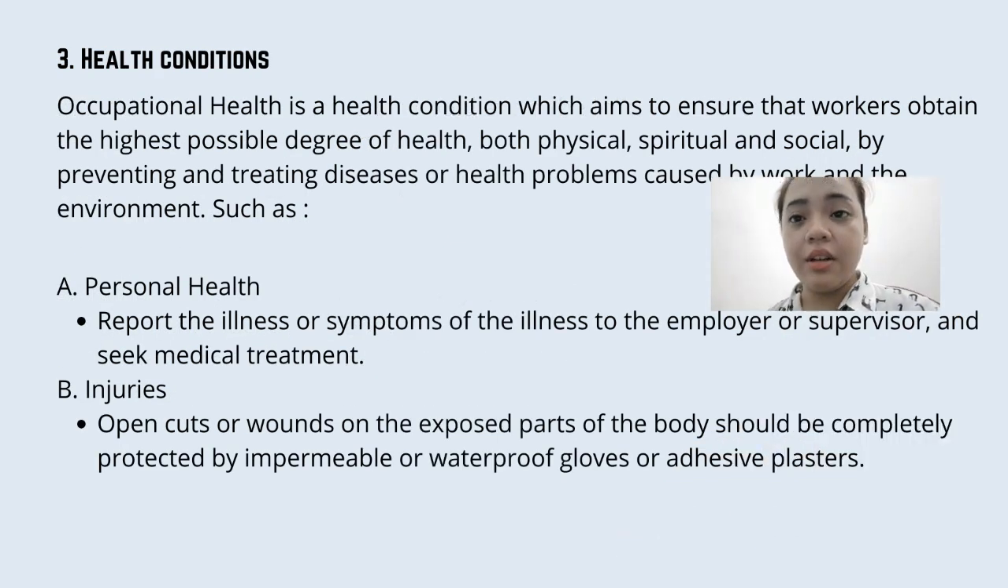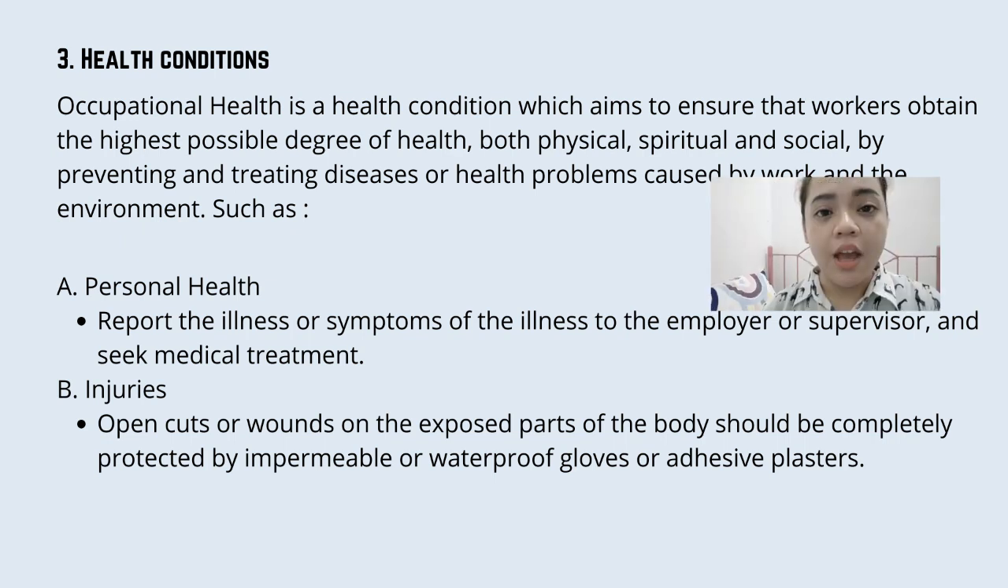3. Health condition. Occupational health is a state of health which aims to ensure that workers obtain the highest possible degree of health, both physical, spiritual, and social, by preventing and treating diseases or health problems caused by work and the environment. A. Personal health. 1. One with symptoms of acute intestinal infection, diseases like diarrhea and vomiting, or sore throat should not handle food.